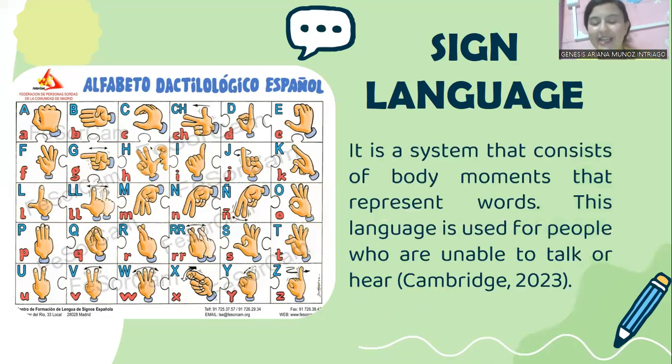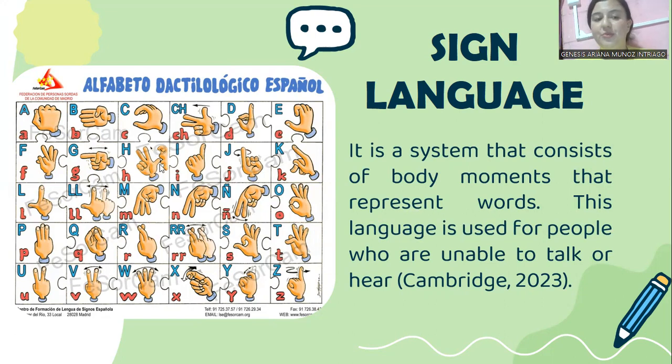Sign language. Sign language is a system that consists of body movements that represents words. And by body movements, we are referring to the hands and the arms, who are basically the two parts of the body that are used during sign language, okay? And this language is used for people who are unable or who have difficulties to talk or to hear, okay?